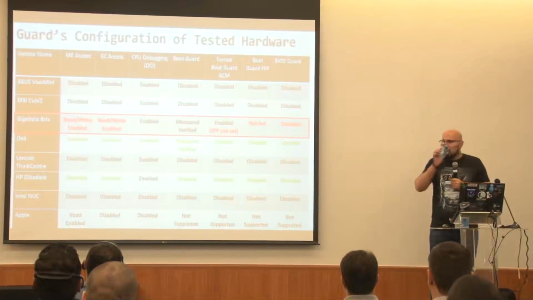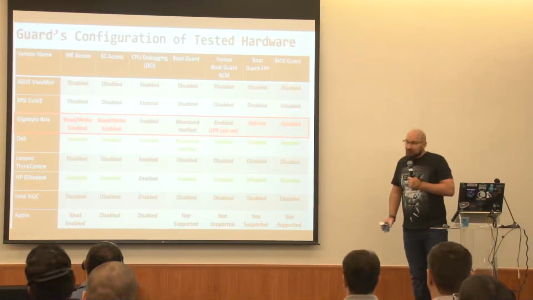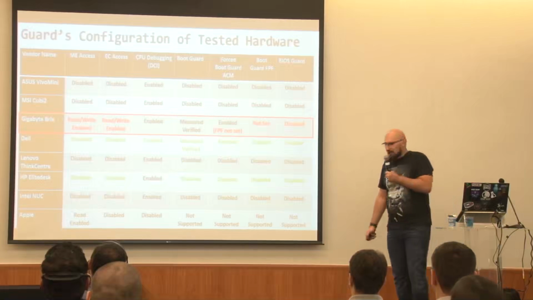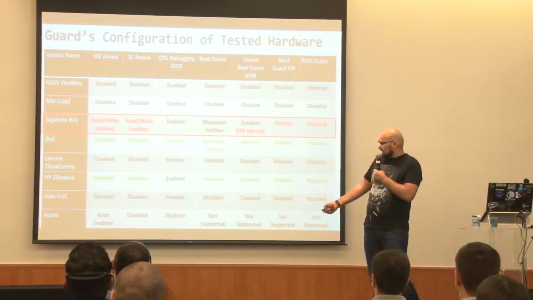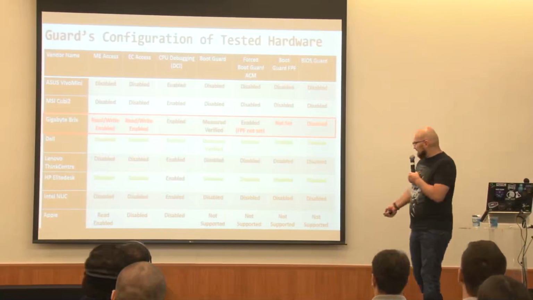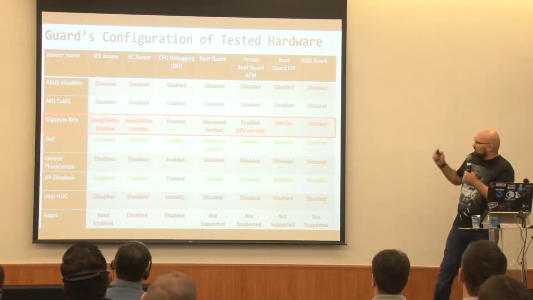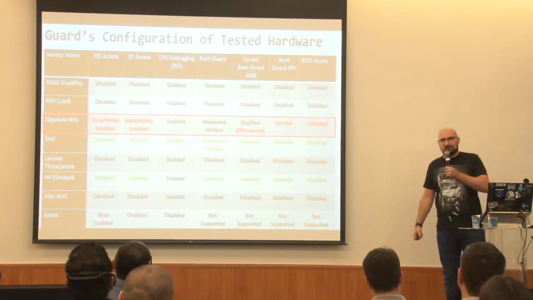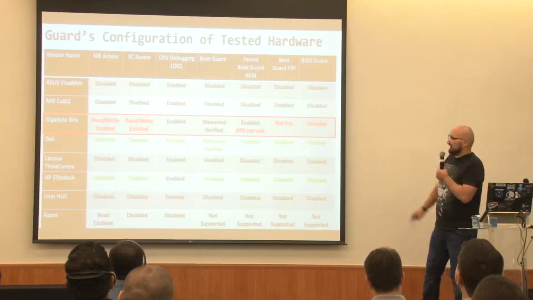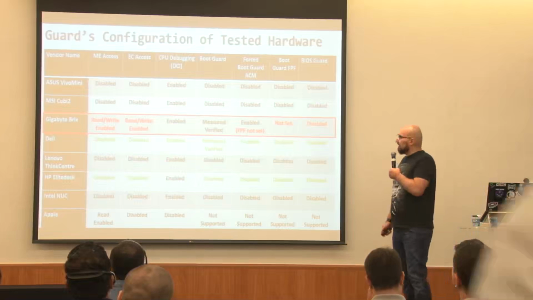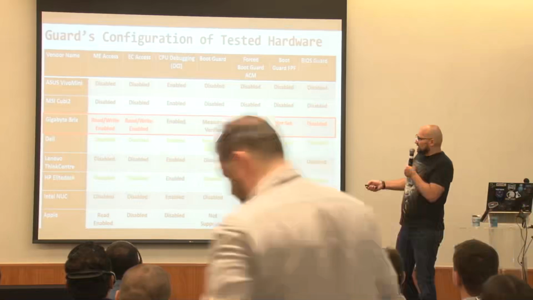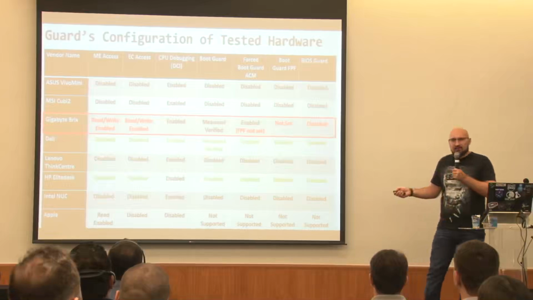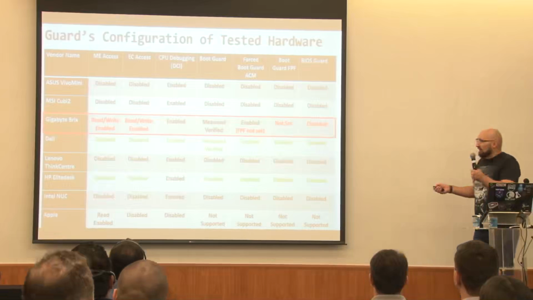I checked security for different platforms. And if you think Apple's are the best ones, they are not. Apple doesn't support BootGuard, it doesn't support a lot of different things, and secure boot is not the most secure in the current state on Apple platforms. But the worst one is actually Gigabyte BRIX, because there is too much power and flexibility for the attacker here.